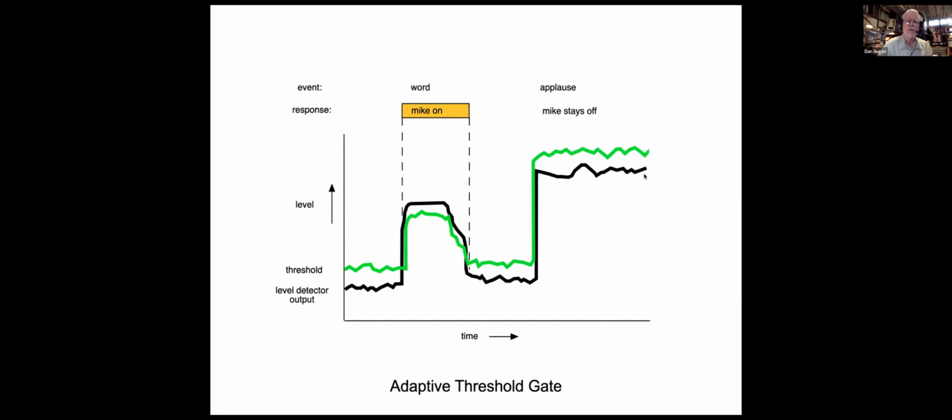Okay, so the concept of an adaptive threshold gate is essential to automatic mixing. You have a threshold which is monitoring the ambient noise in the room, say. And so when a person talks at the microphone, their voice is louder than the ambient noise is at that point, and so it turns on the microphone. But when there's a loud noise in the room, the ambience is louder than at any given microphone, and so the microphone would stay off. So an adaptive threshold could solve that problem with multiple microphones on gates.